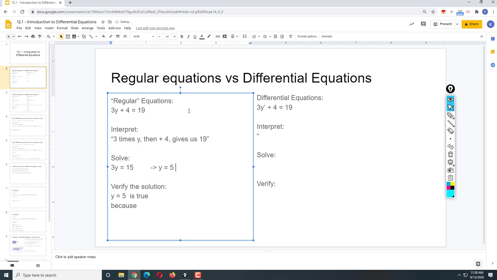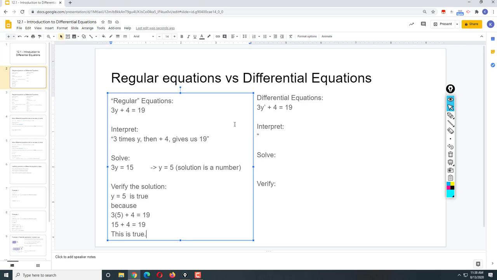So the solution is a number, or a bunch of numbers. The solution to equations are numbers. We want to check that this is true. To verify the solution, well, y equals 5 is true because 3y plus 4 equals 19. I plug in y equals 5. I get 15 plus 4 equals 19. This is true. So that's why y equals 5 is a solution to the equation.